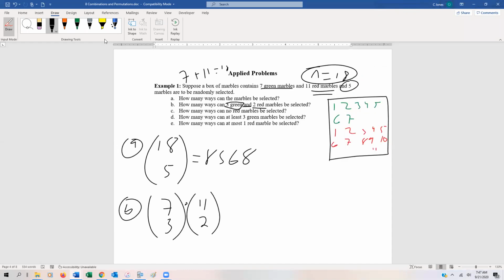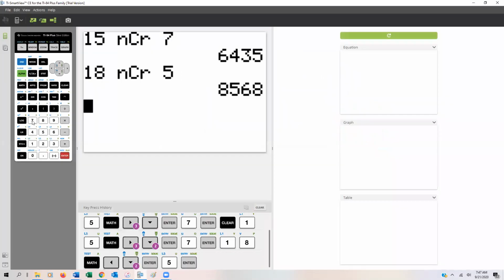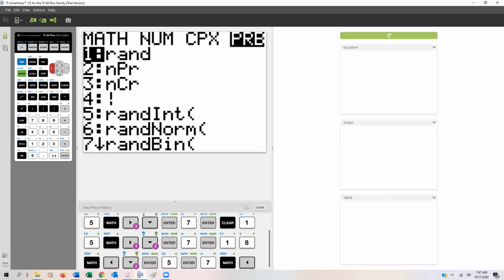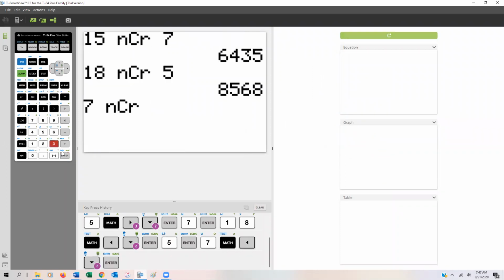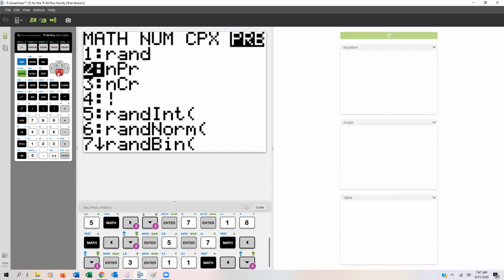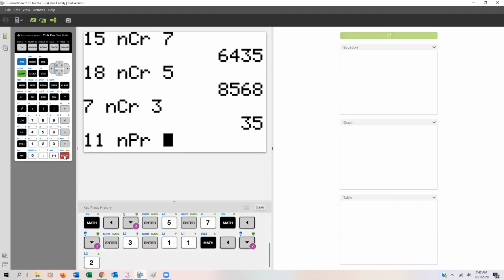If we start divvying them up into the different colors, that's when we're going to have to start using the individual values for those. And this one we use 7 and 3. So we're going to go in our calculator. We're going to say 7 math probability 3 for combination, and we get 35. And then we have 11, 2. So we're going to type in 11 math combination 2. Hit enter.